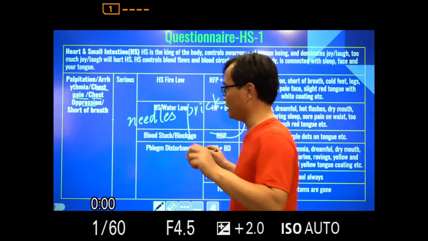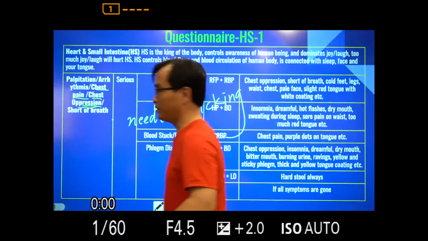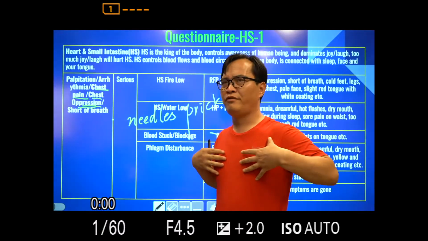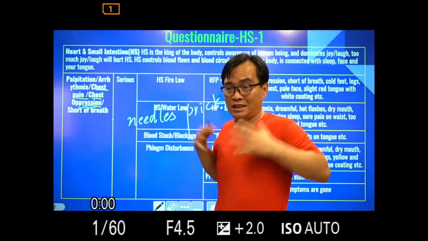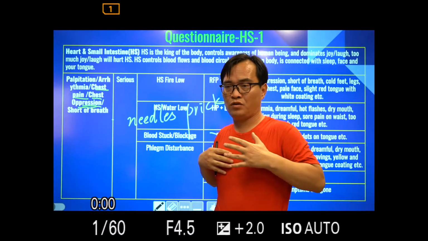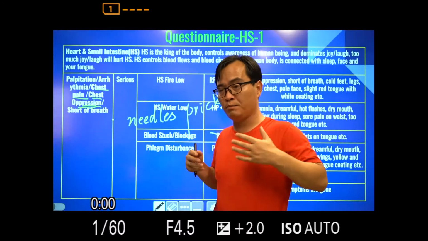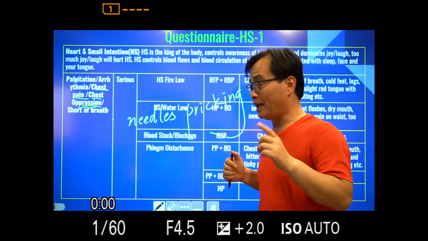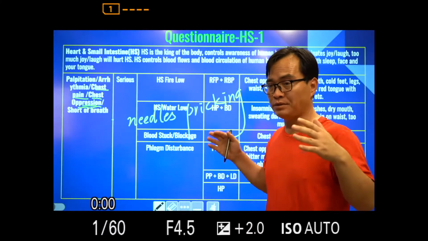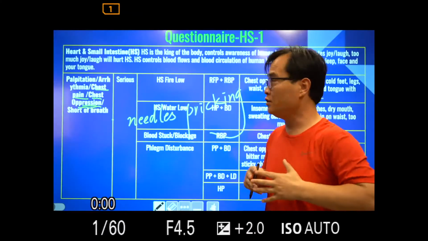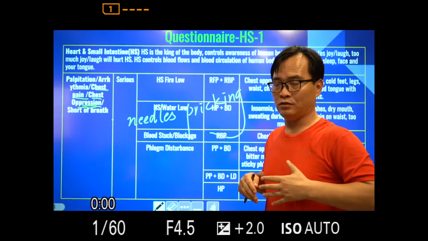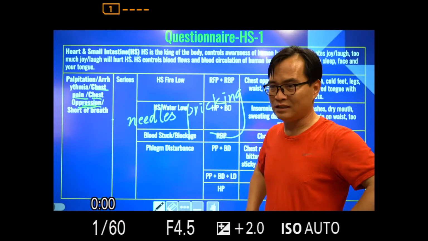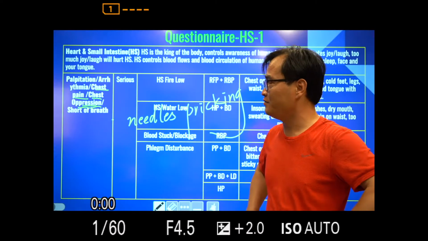And also chest oppression. What is chest oppression? Chest oppression is when your chest feels pressed by something, so you cannot breathe so well. It's not like a needle pricking pain. It's like something is pressing your chest or pressing your heart. That is the chest oppression feeling.